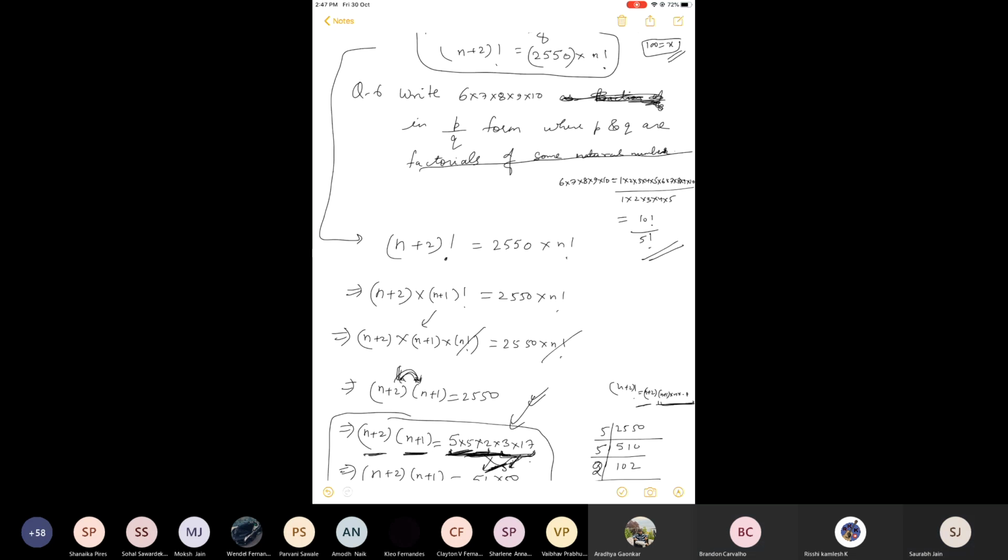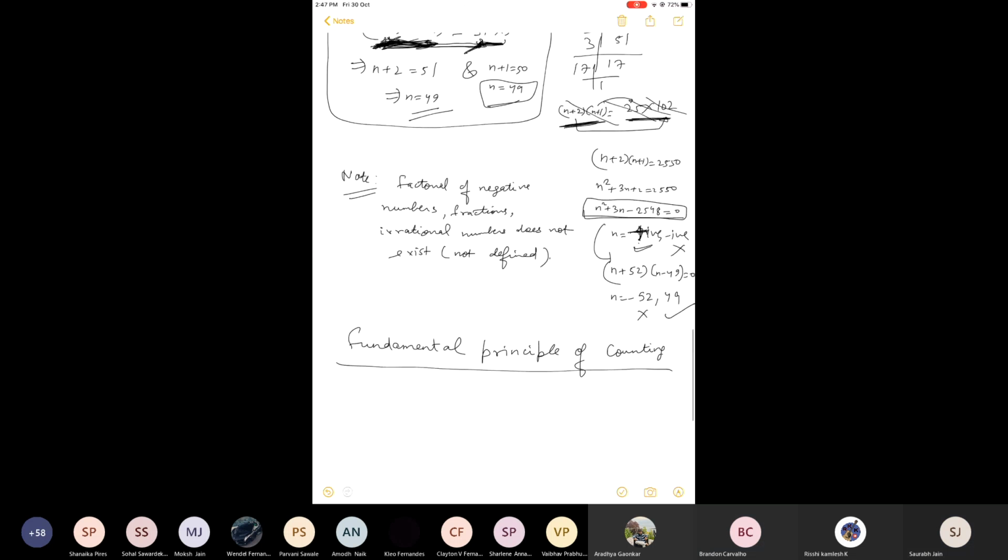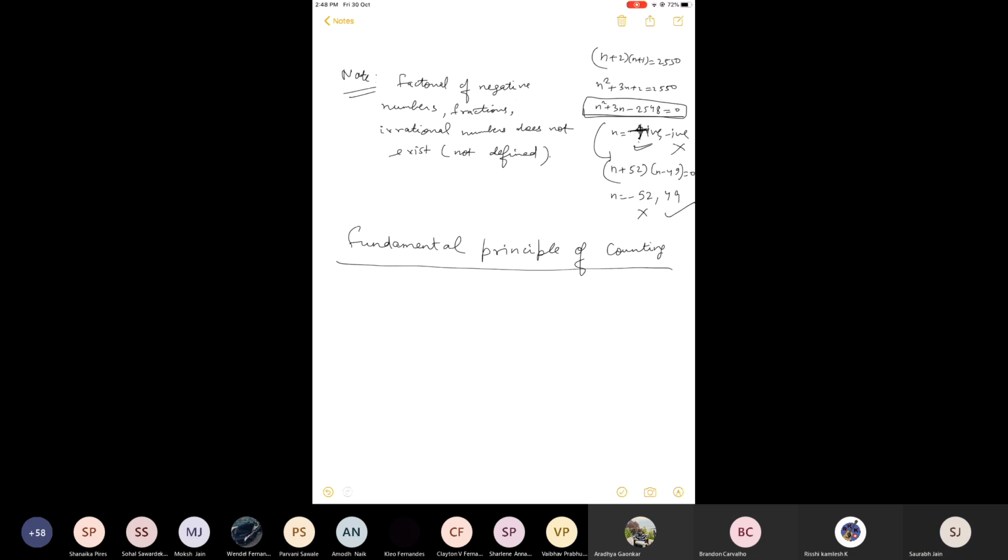Yes, understood. Okay, so next is the fundamental principle of counting. Let us see what it is about. Basically, you are learning to count. There are two methods. The most important is the multiplication theorem. You write this statement with me.